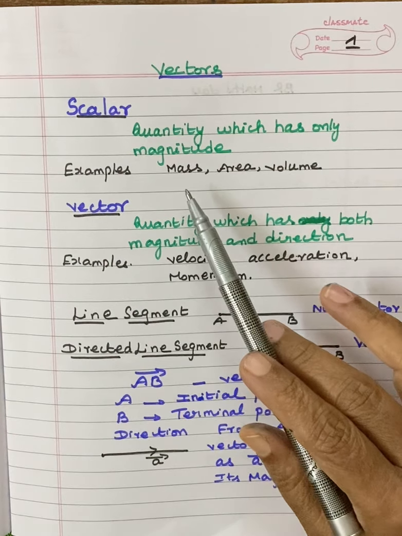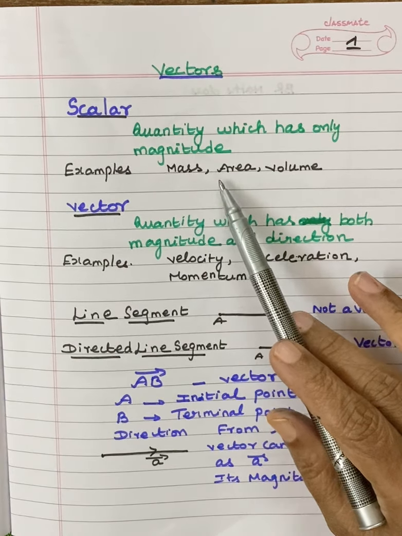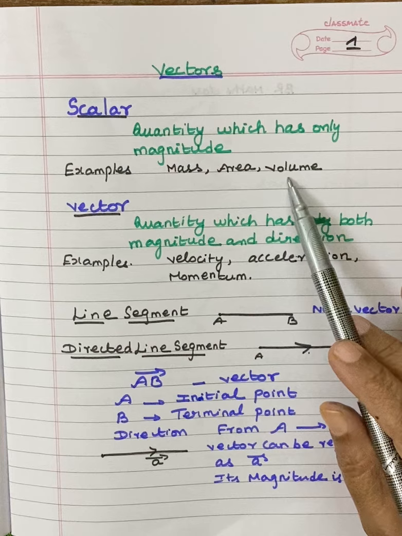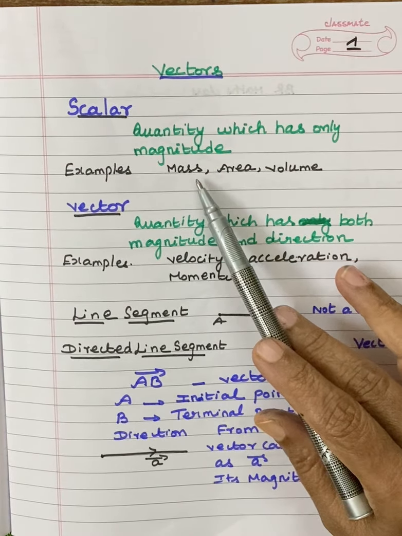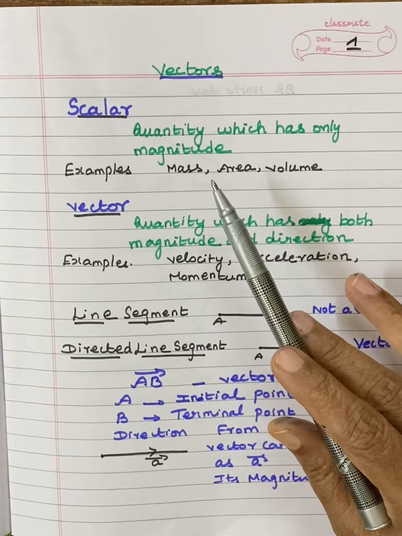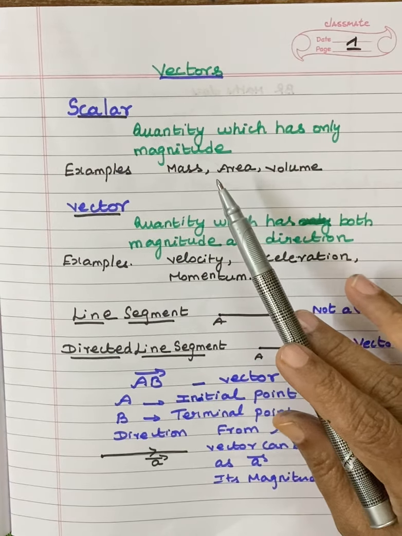Example, mass, area, volume. You know the difference between mass and weight. So mass value will not change in any place wherever it may be.